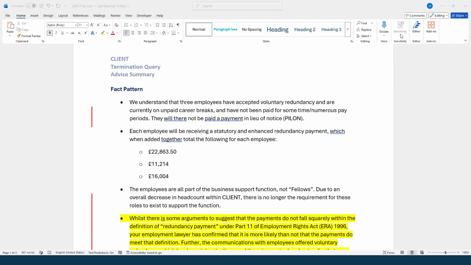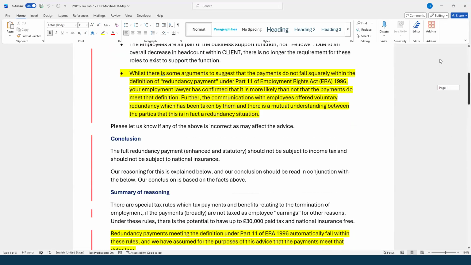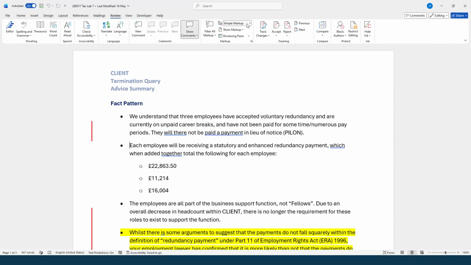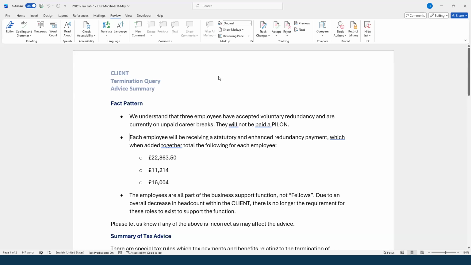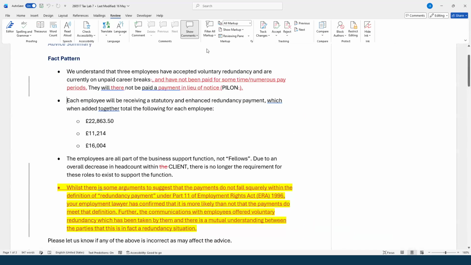Because it's not a huge piece of advice, I'm going to run through pretty much all of it, if not all of it. What I've got here is the before version in track changes. So the original here is pre any changes that were made through the review stage, and the simple markup here is after. And we'll be able to look at the differences in both of those, and I can talk through them and why those changes have been made.